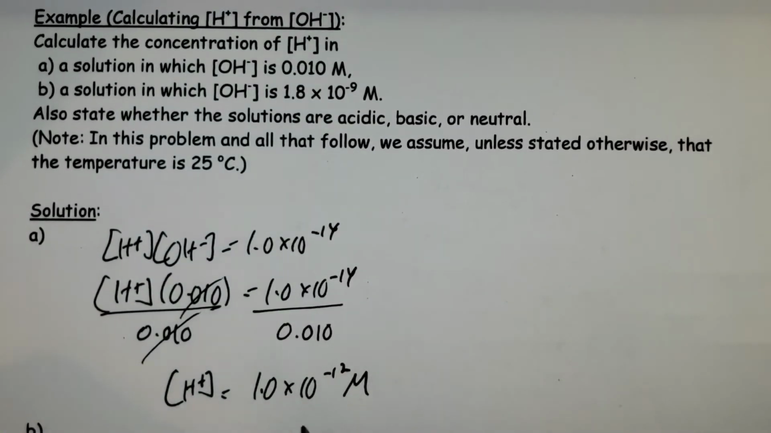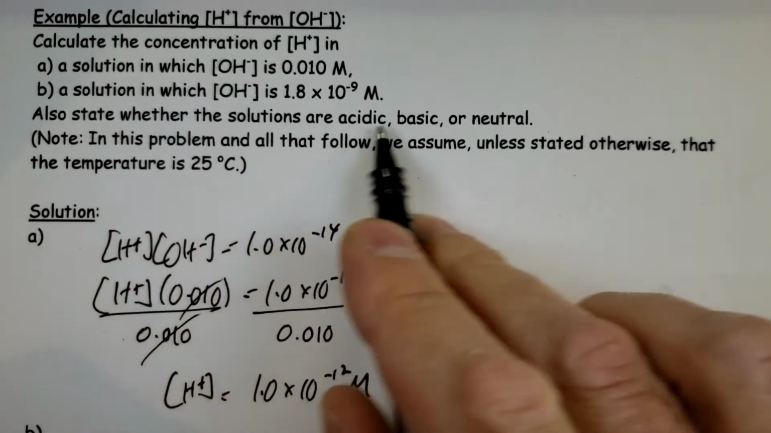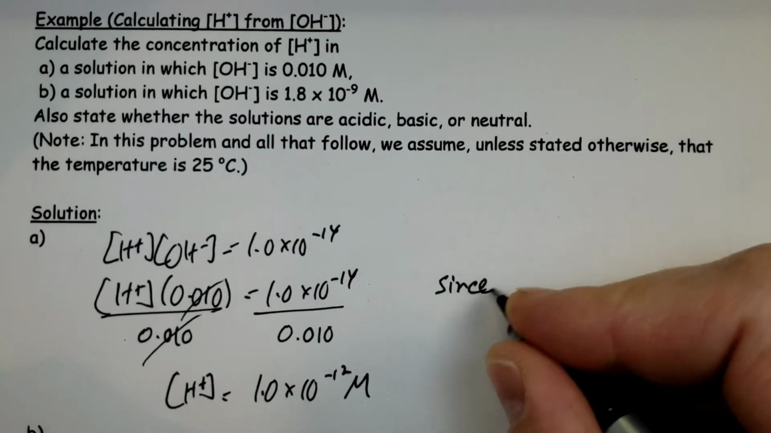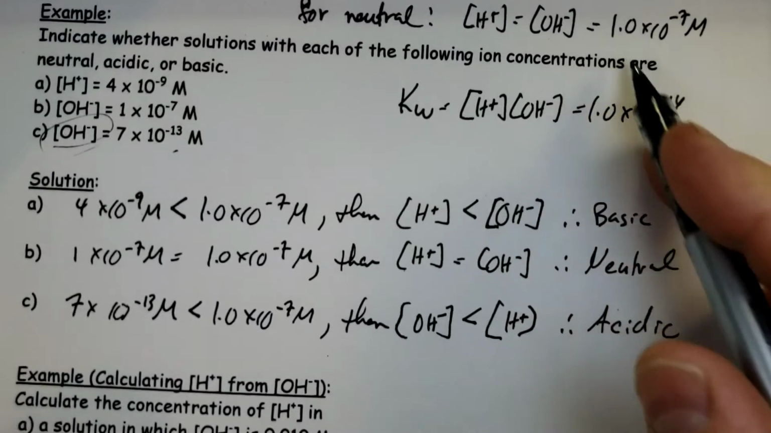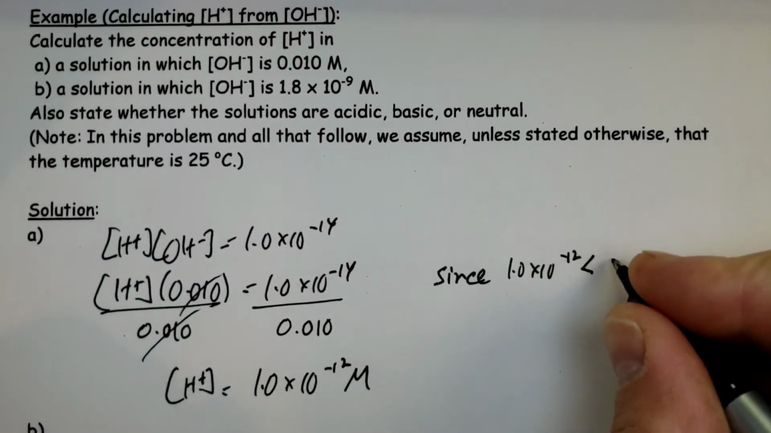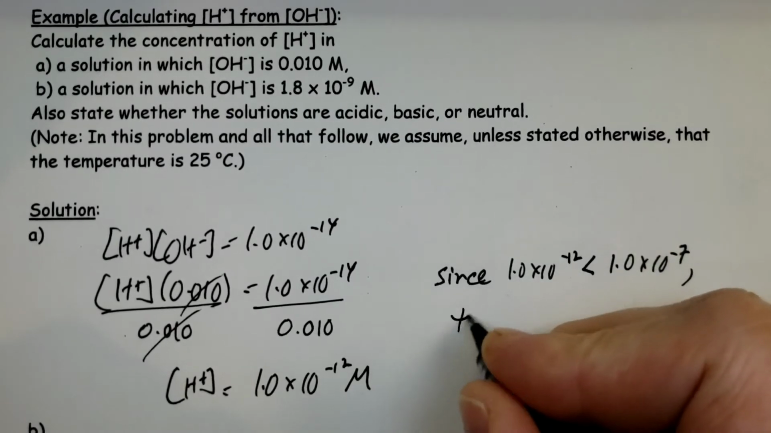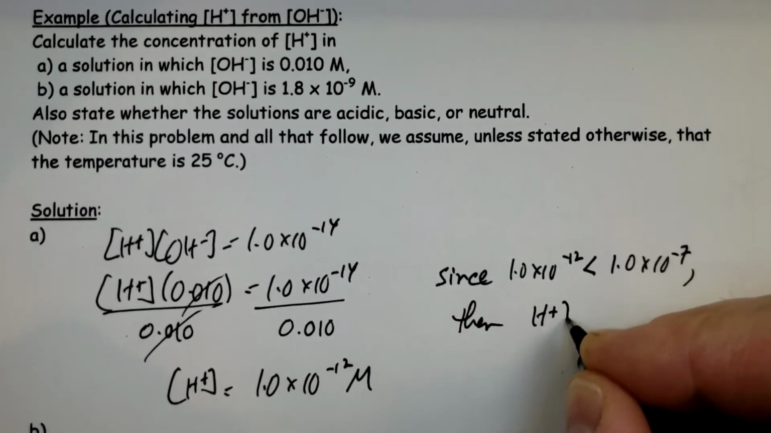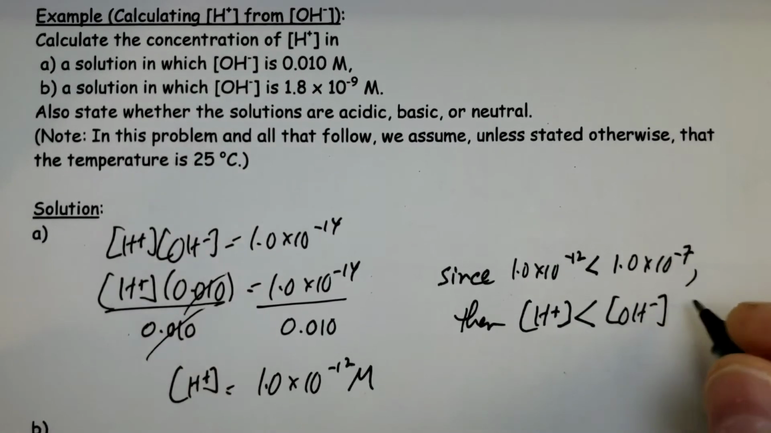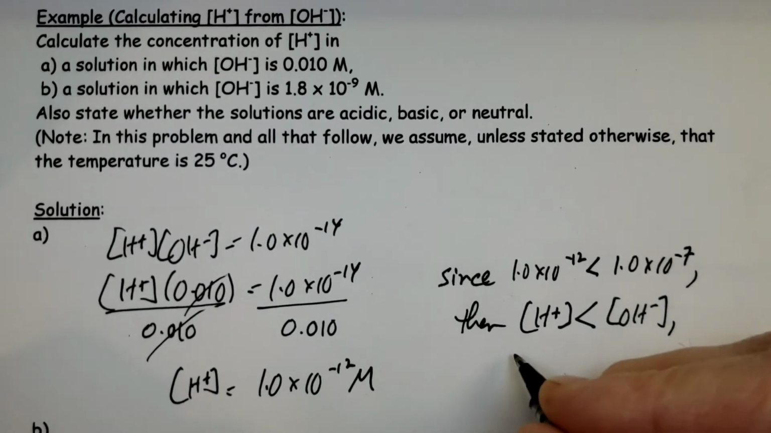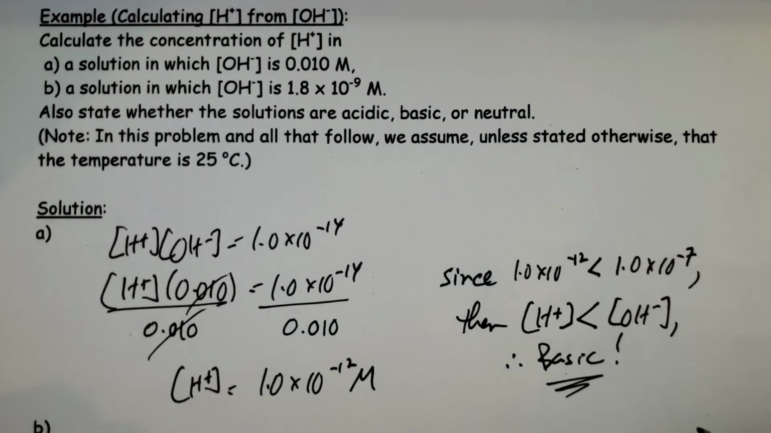Now, of course, I'm also supposed to say whether it's acidic, basic, or neutral. Since 1.0 times 10 to the minus 12 is, oh yeah, it's less than that neutral number, isn't it? So [H+] concentration is less than [OH-], which must compensate for that amount. Therefore, basic it has to be.